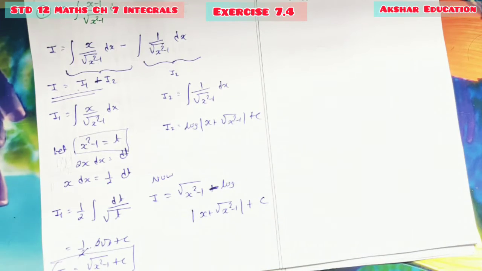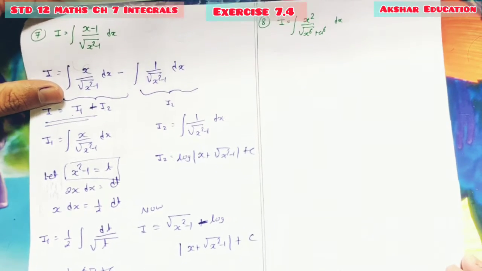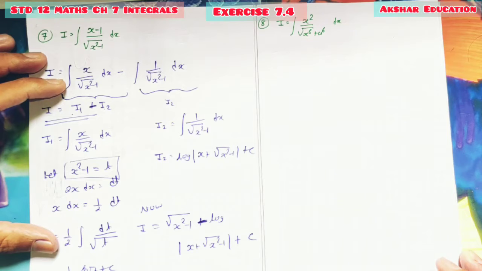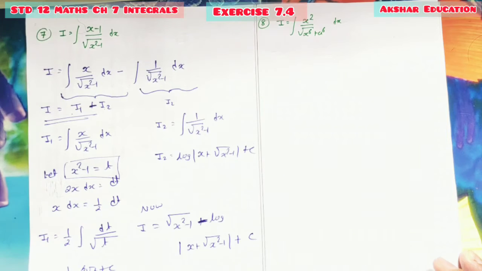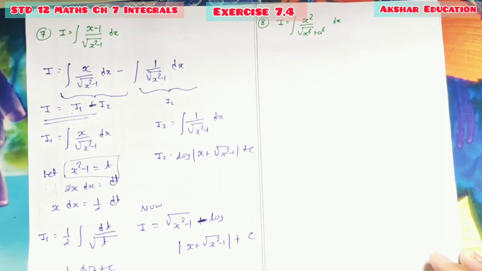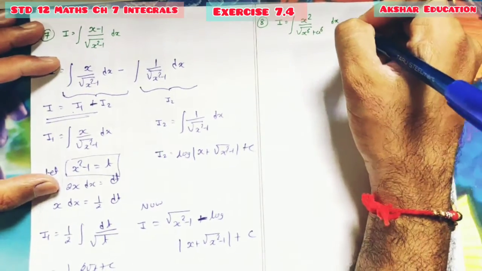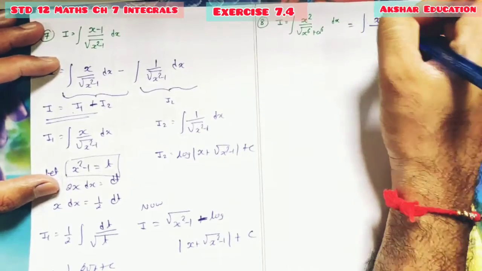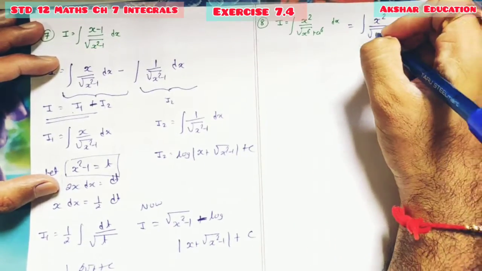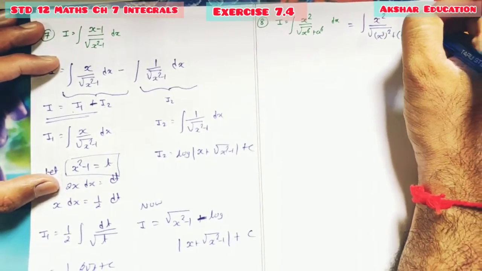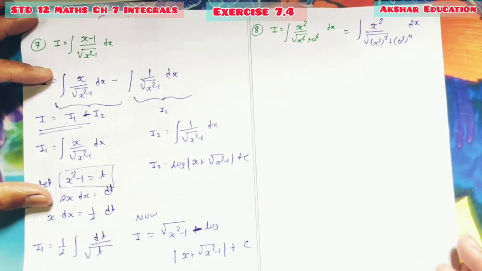Question 8. So here for the 8th question we are given I equal to integration of x square upon square root of x raised to 6 plus a raised to 6. So this I can be written as x square upon, right, under root the power should be 2, so it's x cube whole square plus a cube whole square dx. So this is our required formula, right.